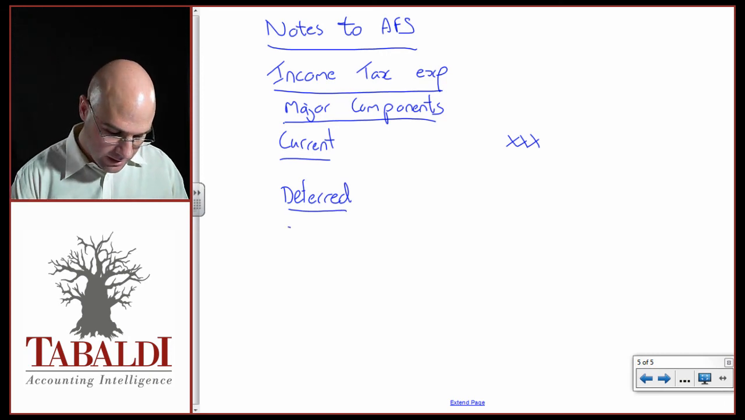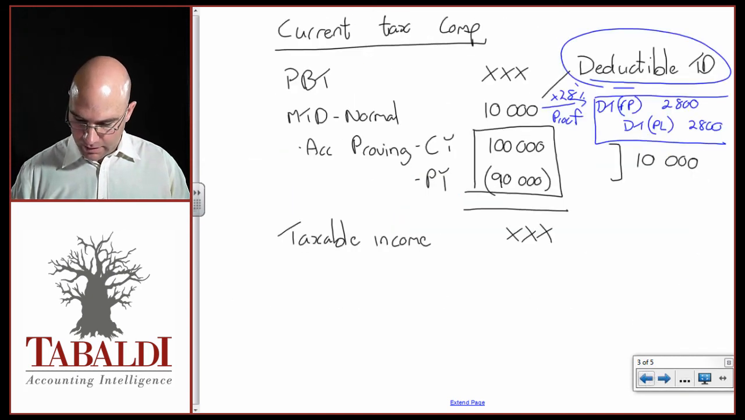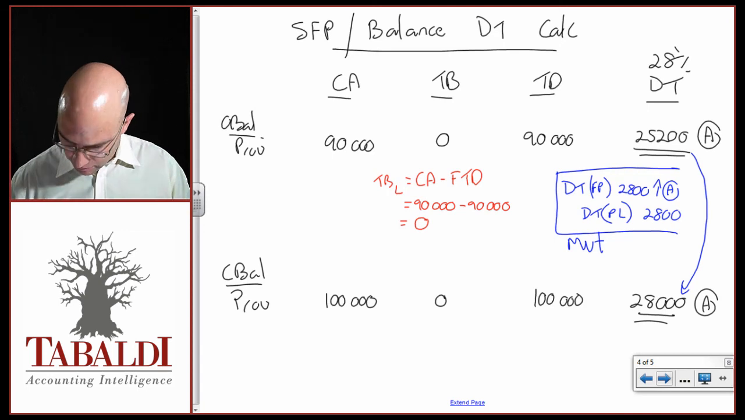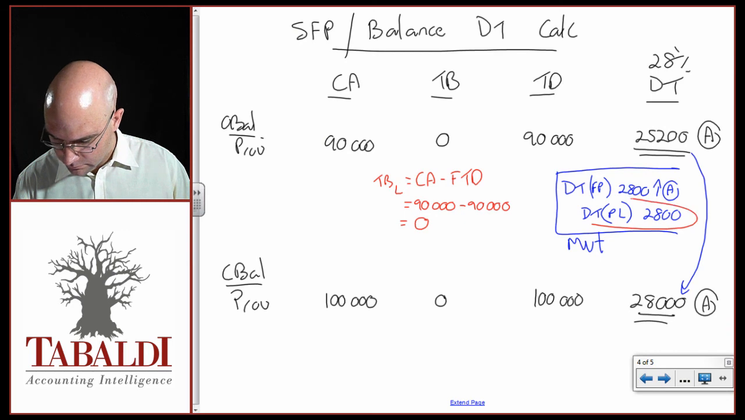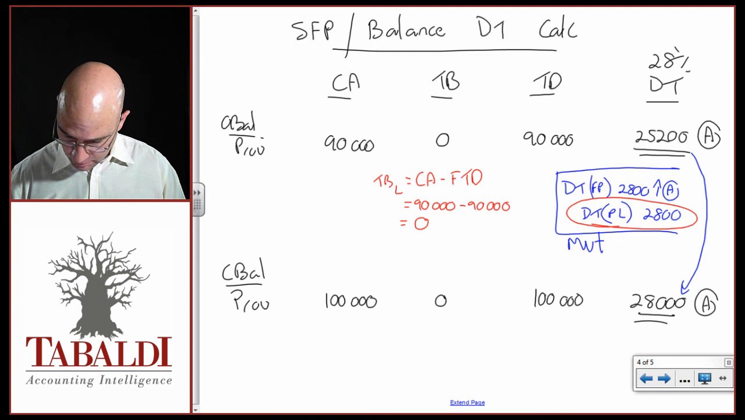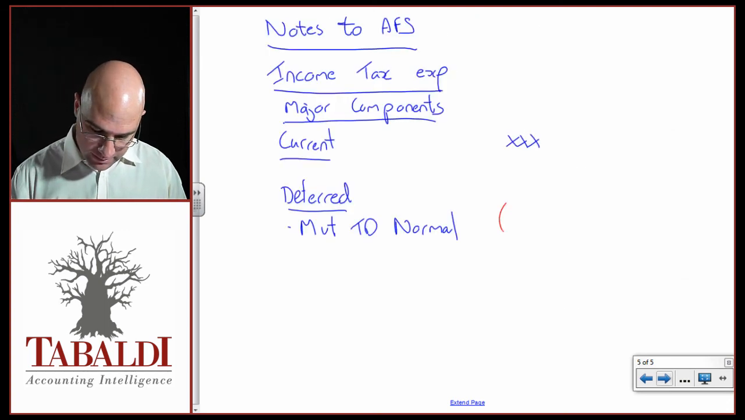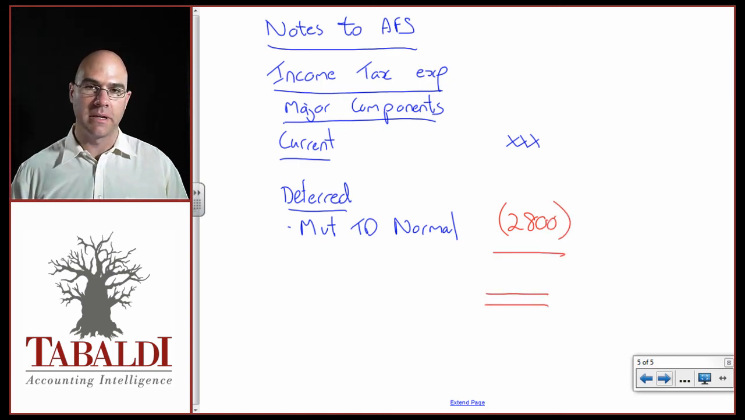So the deferred tax, I'm going to have my movement in temporary differences normal and the tax effect thereon. If I go back and have a look at my journal quickly, what did I do? In my journal, I credited deferred tax profit and loss. A credit to a deferred tax expense account, well, that means I have a negative $2,800 on my deferred tax expense. Sum it up and you'll get your total tax expense.